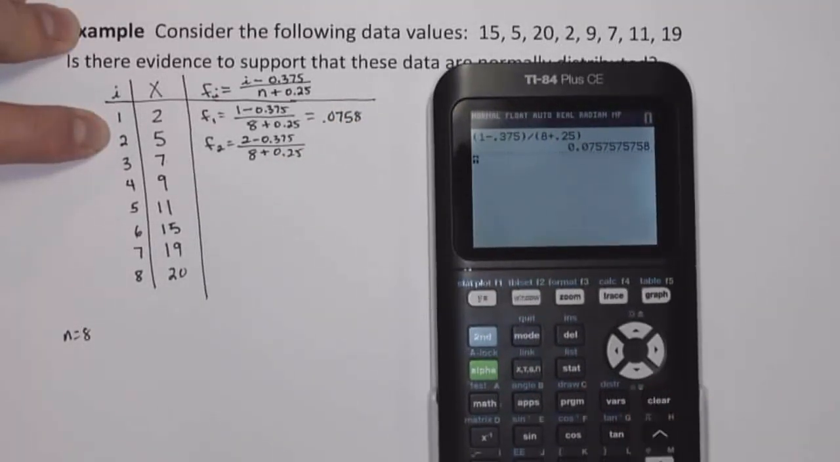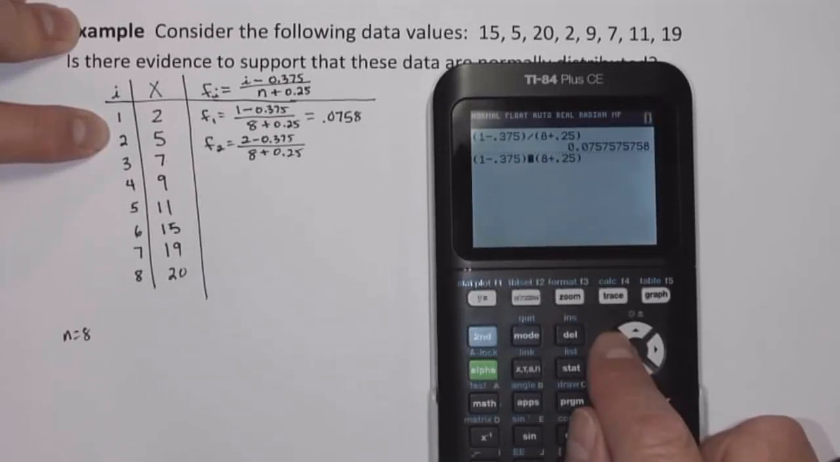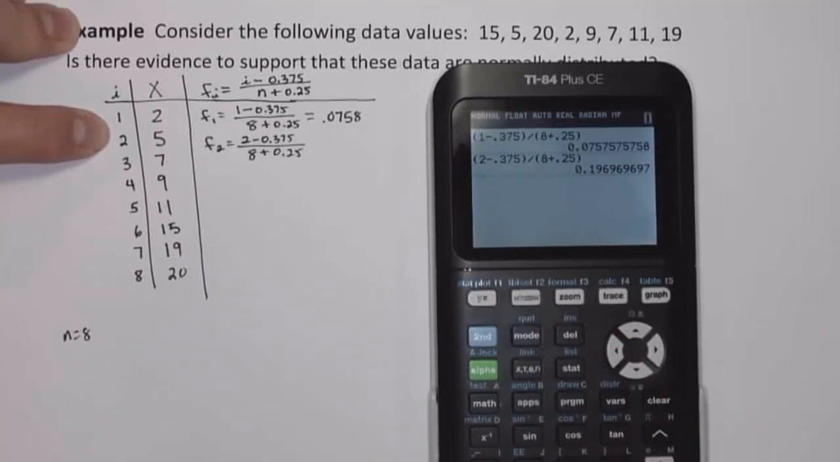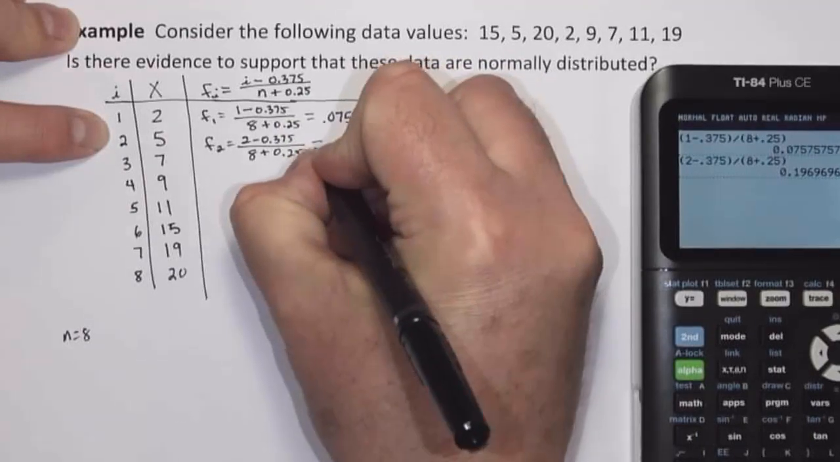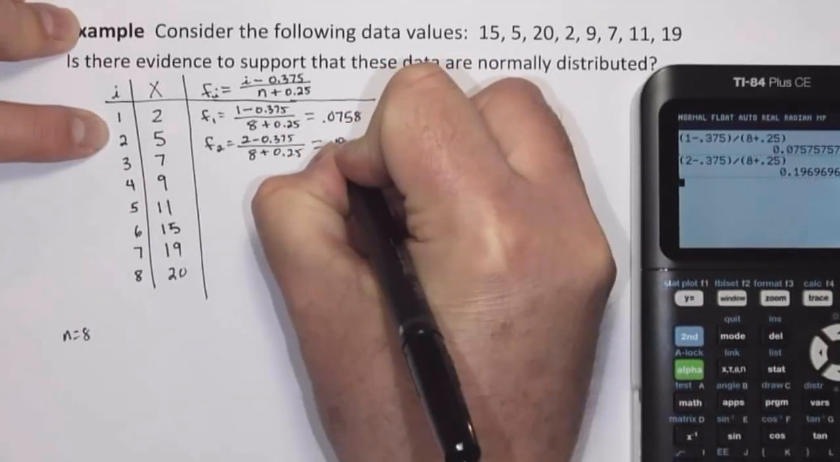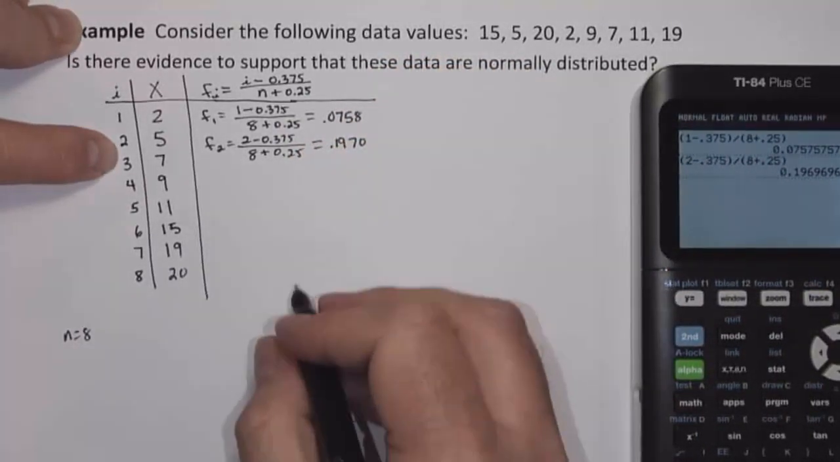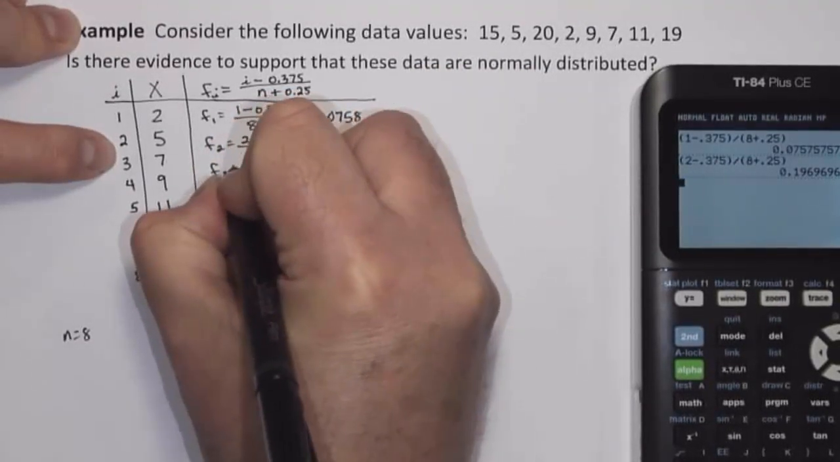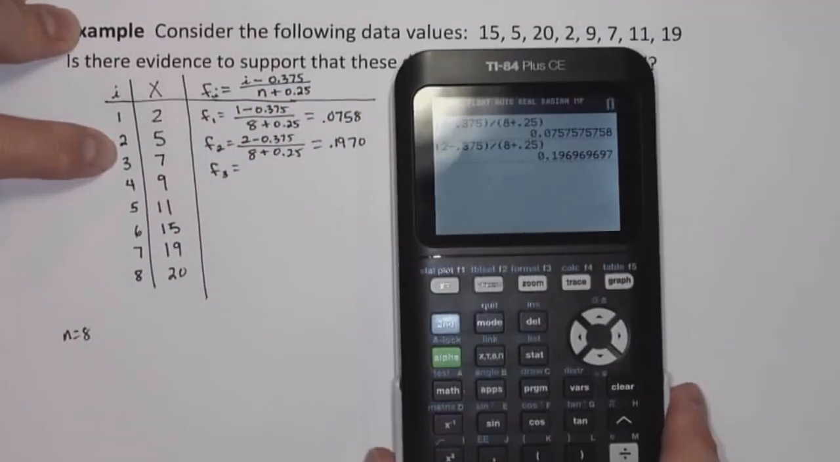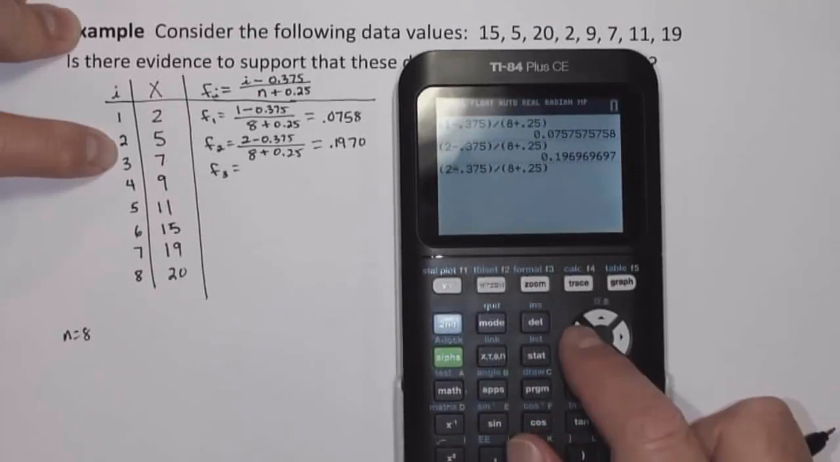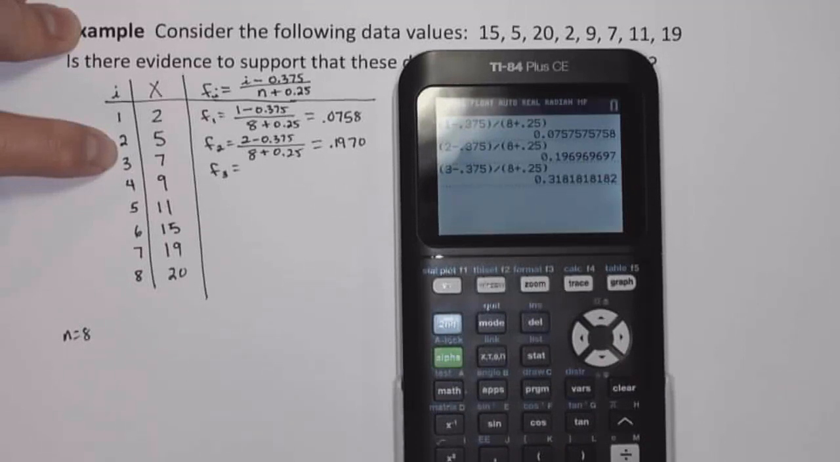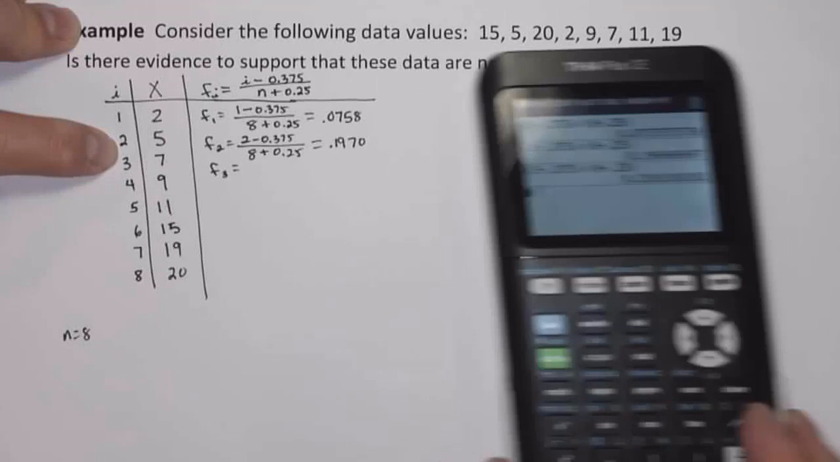So if I pull back in my calculator and recalculate, I'm changing that to 2. So that area would be 0.1970 if I round to 4 places. F of 3, if I continue, I'm not going to write the formula, but it would be 3 minus 0.375 divided by 8 plus 0.25, and that area is 0.3182.